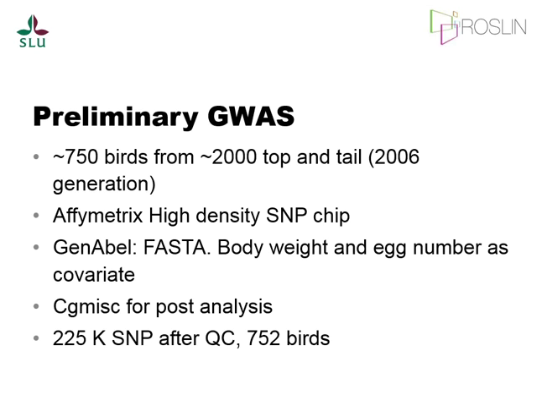We did the analysis, which was done by an excellent master student, Beati Raymond. He used GenABEL for the association study, again using body weight and egg numbers as covariates, and he used a subroutine, CG-MISC, for post-analysis, which is quite a nice tool that you can link into GenABEL. So after the quality control, we had 225,000 informative SNPs. And when I say approximately 750, it's actually 752 that we had for analysis.